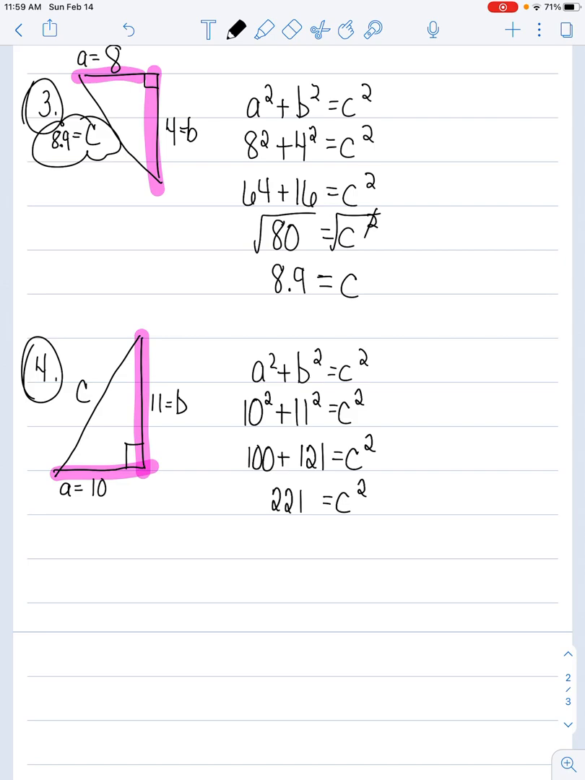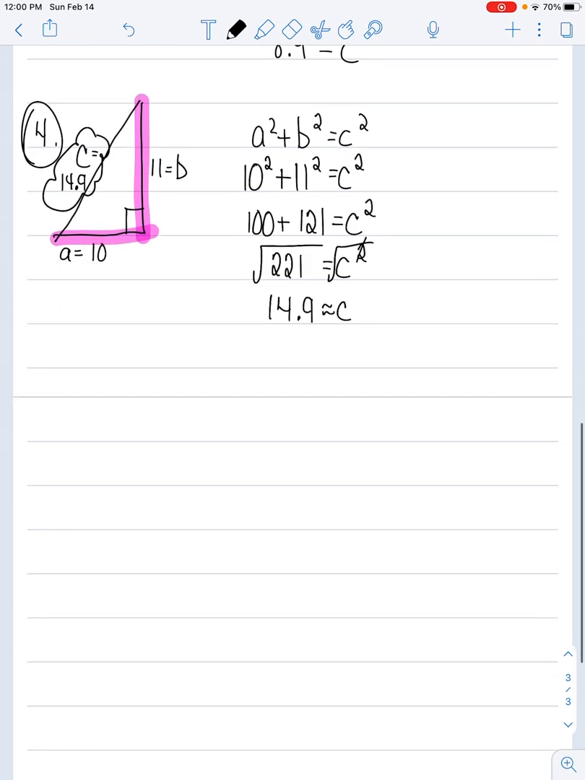We don't want C squared, we want C. So the opposite of square is square root. We do opposites to get rid of that square. That's why we do that. Type it in your calculator. Square root of 221 is about 14.9 if you round that. So my missing side length, which is our C, is about 14.9 units long. So let's do one more.